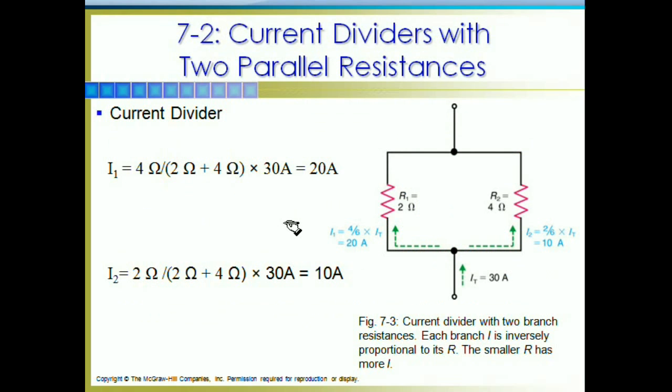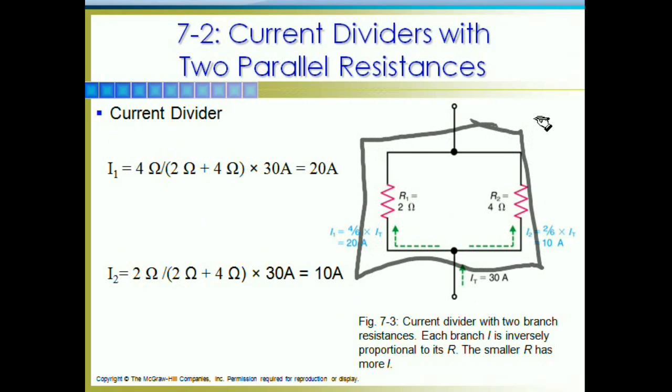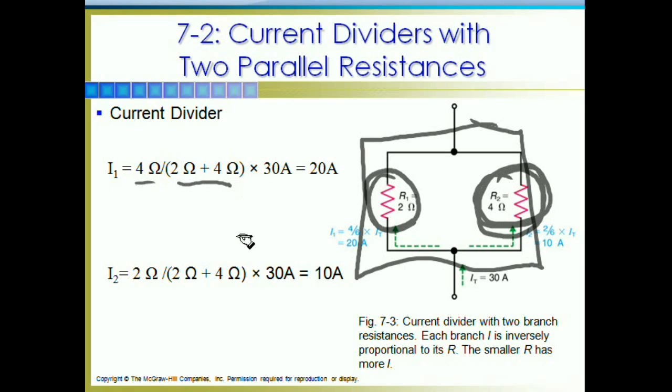So in the case of this two resistor set, I want to know what the current at R1 is. Well, I'm going to find out what the proportionality is of R2 over the total resistance. In this case, 4 ohms over 6 ohms is going to equal 2/3 times 30 amps. Okay, because your total current here is 30 amps. So 2/3 of 30 amps is going to be 20 amps. That's going to be flowing through the R1 side.